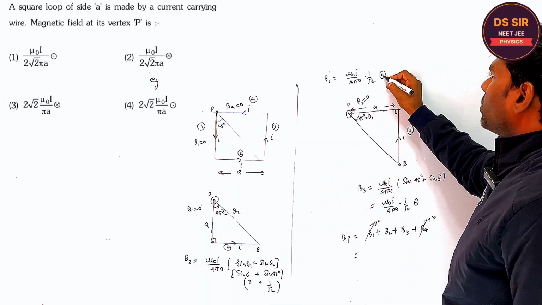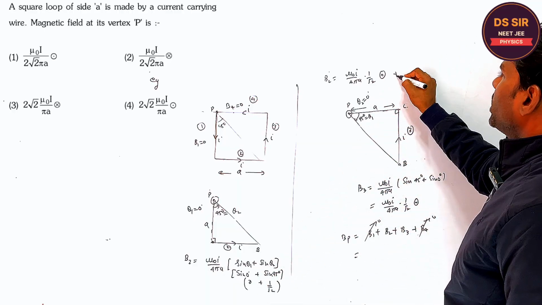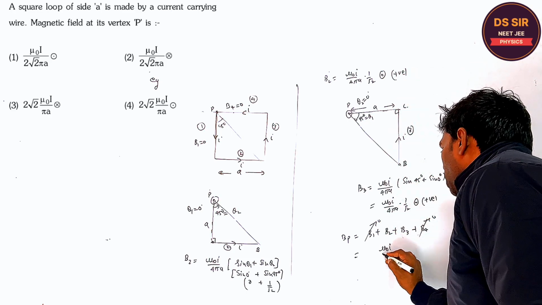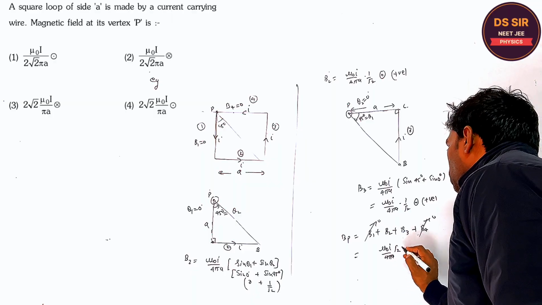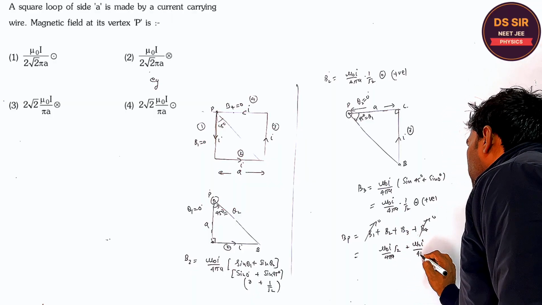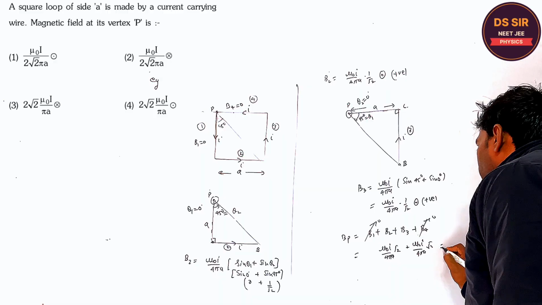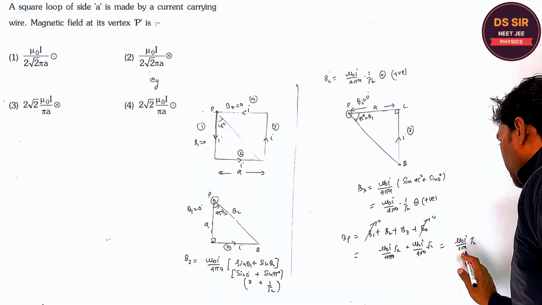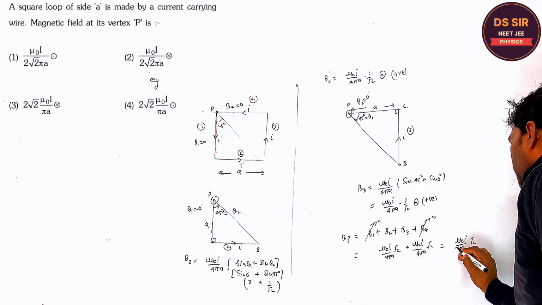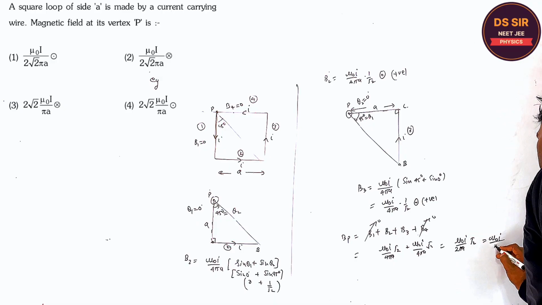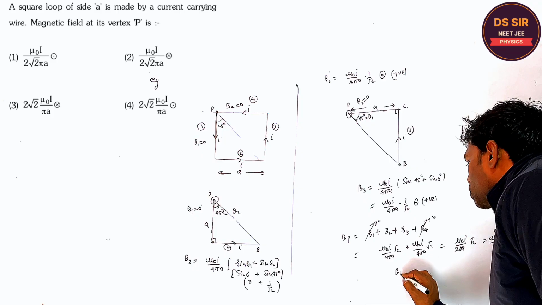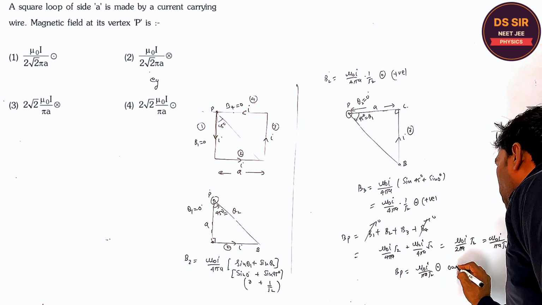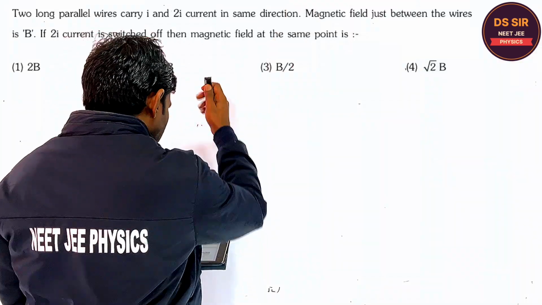B2 and B3 both are out of the board. If you take this as positive, then it is also positive. So add them. Mu naught I upon 4 pi A root 2 plus mu naught I upon 4 pi A root 2. So the answer will be mu naught I upon 2 pi A root 2, because it is multiplied by 2, and the final answer will be pi A root 2. So BP is equal to what? Mu naught I upon pi A root 2, out of the board. Copy this. So read this question.